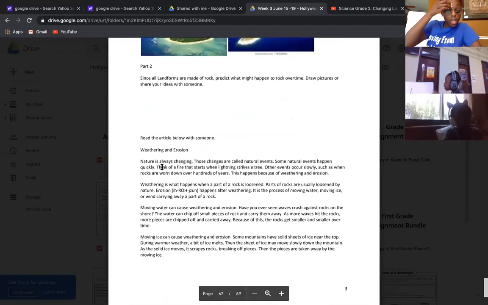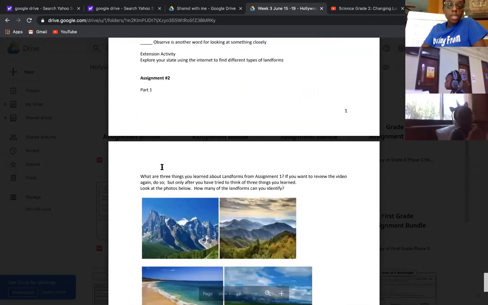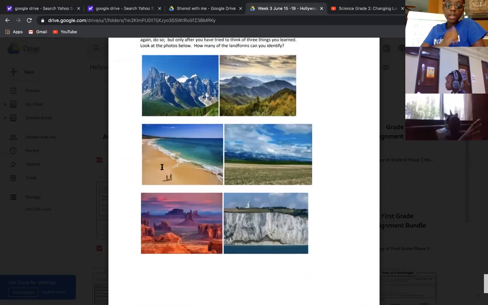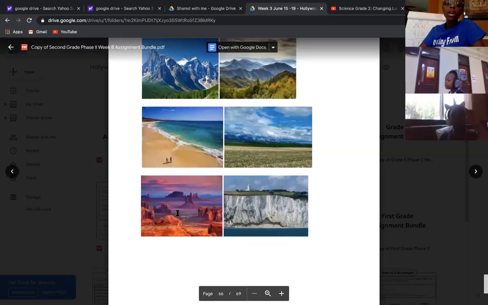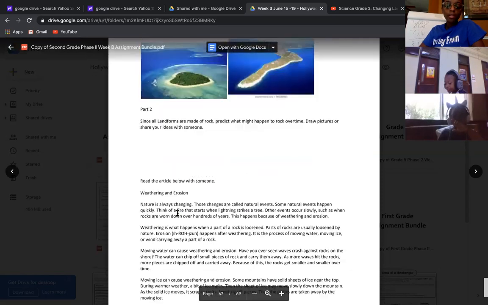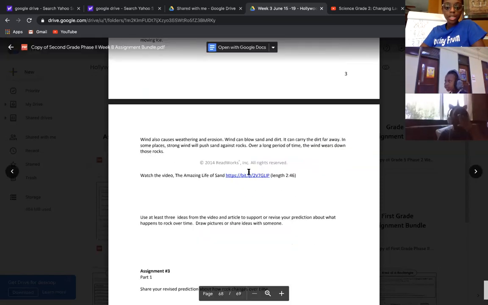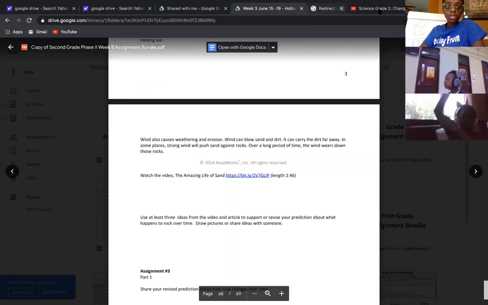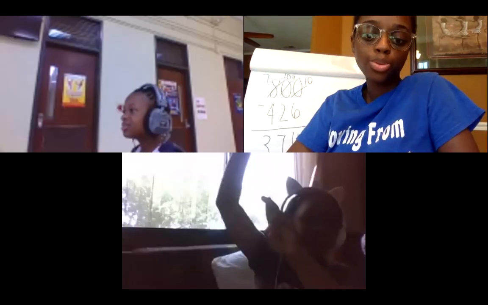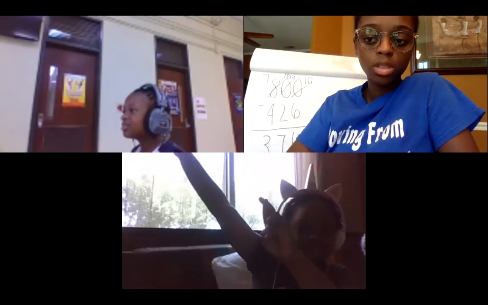All right, the last thing that we're going to do is just go over the landforms that we learned about yesterday. So landforms can be all kinds of things, like a canyon, a mountain, a river. All of that is what the earth forms over time, either through rain or snow, and we call that a landform. Now we need to watch. Oh, let me stop sharing real quick.